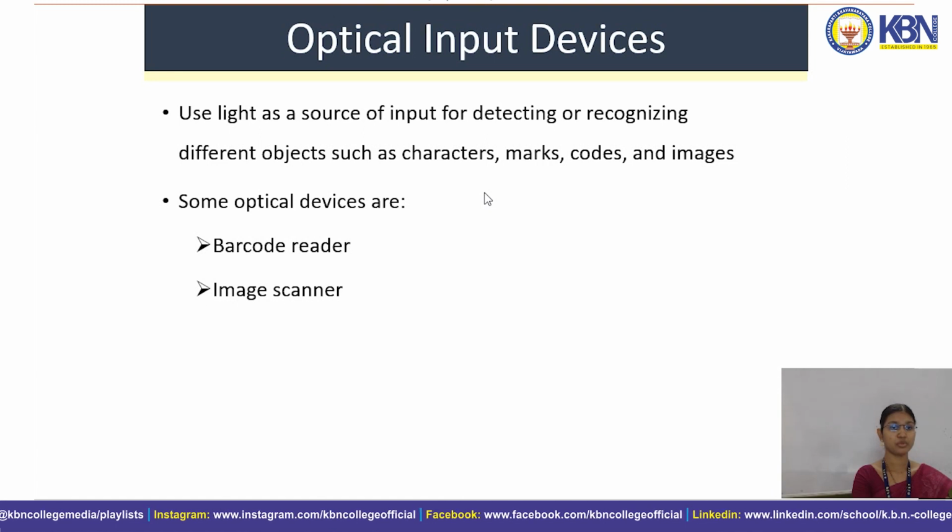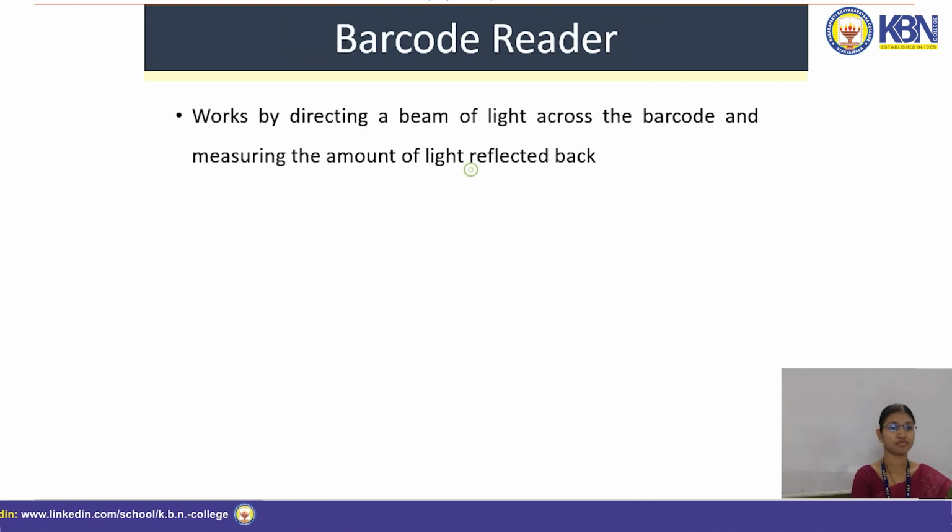Next, optical input devices. These optical input devices use light as a source of input. They handle different objects such as characters, marks, codes and images. There are two types of optical devices. The first one is a barcode reader. The second one is an image scanner.